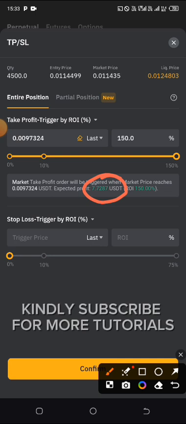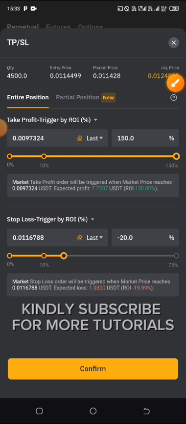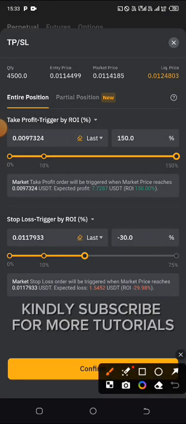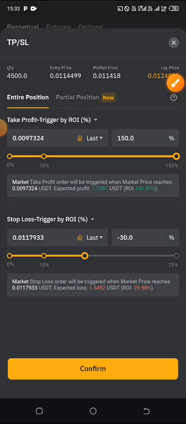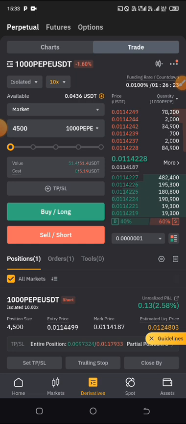I will get $7.7 profit. You can see it there. Then my stop loss will be around 30% of the capital. You can see here. Now when the market is at 30% loss, I'll be losing 1.5453 USDT. Then I will click here to confirm the stop loss. Now you can see everything is set. I'm already on the trade, and the trade is in my favor, 1.5.